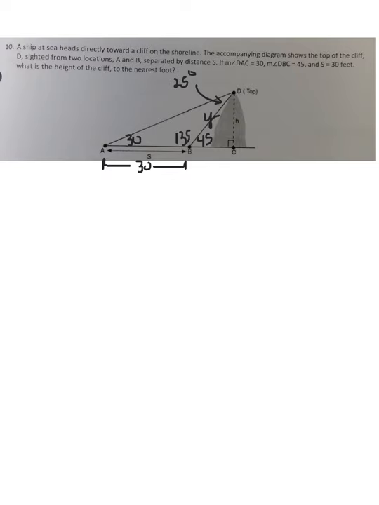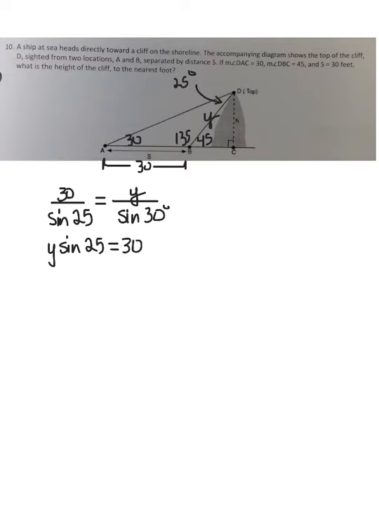All right, so let's set up law of sines on the left triangle. So I'm going to pick a side, which is 30, and the angle opposite that would be the sine of 25, right? And then I'm going to pick the side that's shared by both triangles and the angle opposite that, which is 30 degrees. Okay, so we're going to cross multiply that. So y times the sine of 25 equals 30 times the sine of 30.